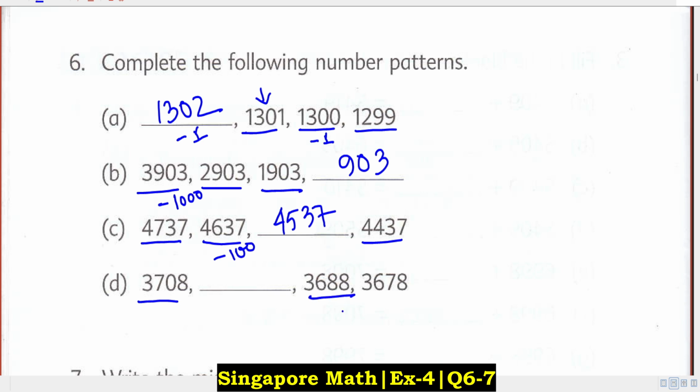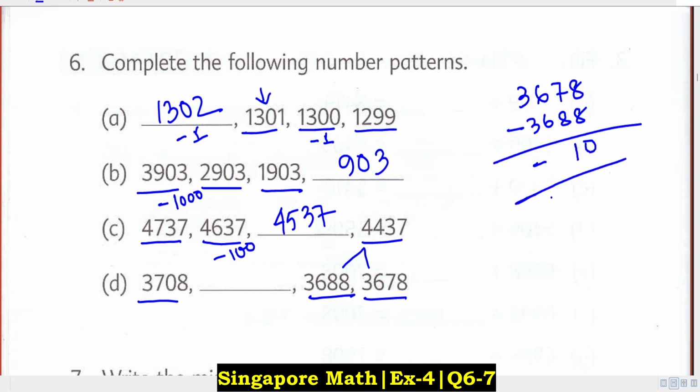3708, 3688, 3678. So we have to work in here. So what is the difference? 3678 subtract 3688, it's 10 but minus 10. So it's a minus 10. It means here should be what? 3 6. But here is a problem because here is 3688, 3678.